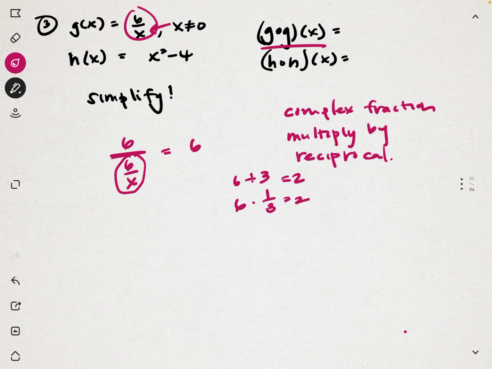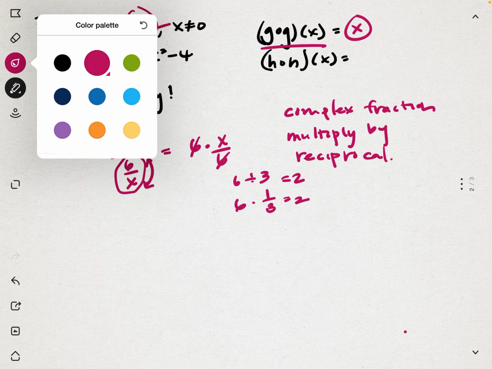So we're going to say that 6 is the numerator. We're not touching it, but we're going to multiply it by x over 6, the reciprocal of 6 over x. What that allows us to do nicely is cancel out our 6's. This whole thing is just going to be x. So the composition part is not that bad, but some of the algebra may be a little tricky.